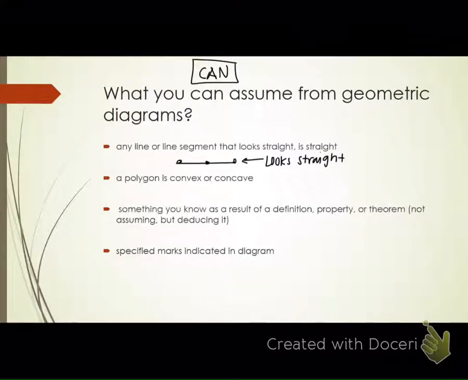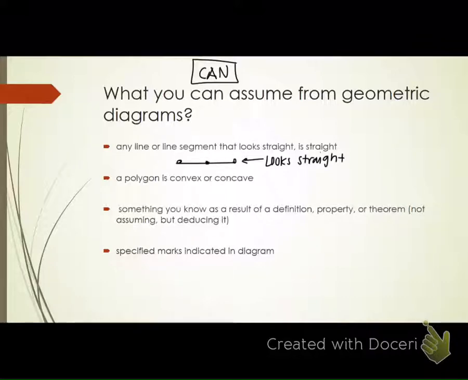A polygon is convex or concave. You can see that just by looking at it, right? A polygon being concave means there's a side that goes into it, like one of the sides cuts through the pieces. You can assume that. We've already done that. Something you know as a result of a definition, property, or theorem is not assuming but deducing it.